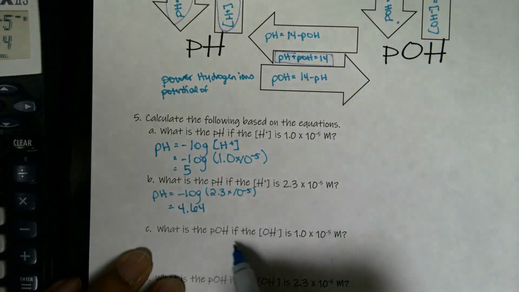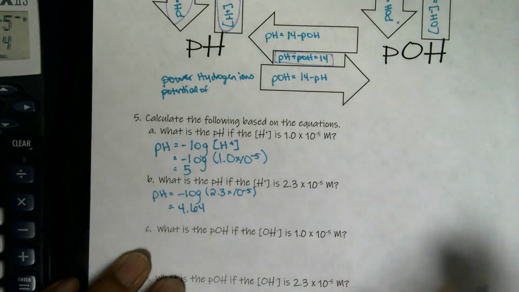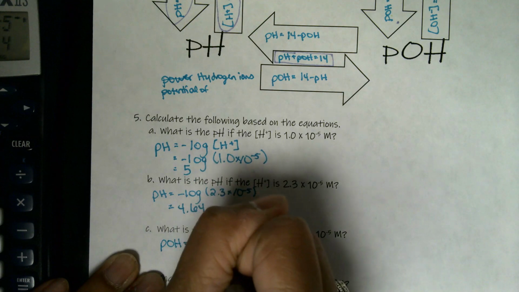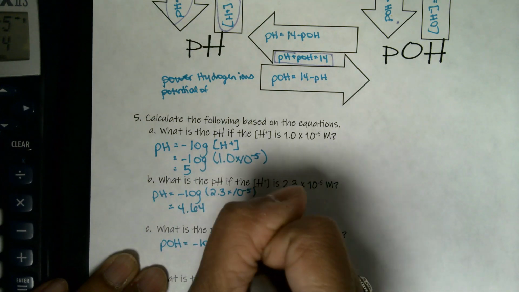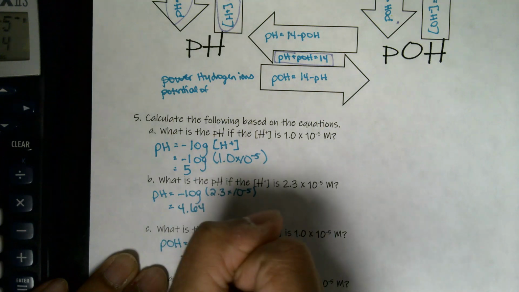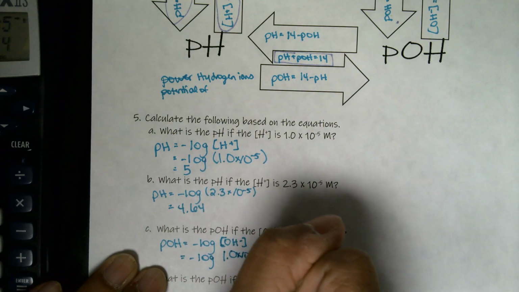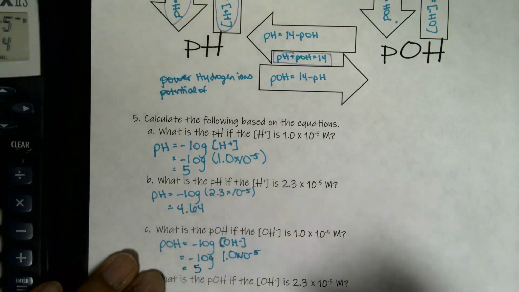Taking a look at C, what is the pOH if the OH minus is 1.0 times 10 to the negative 5th? So we know that pOH is equal to the negative log of the OH minus concentration. So negative log of 1.0 times 10 to the negative 5th. Same thing as we talked about before, that should be 5.